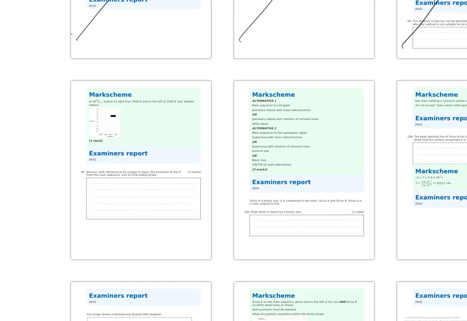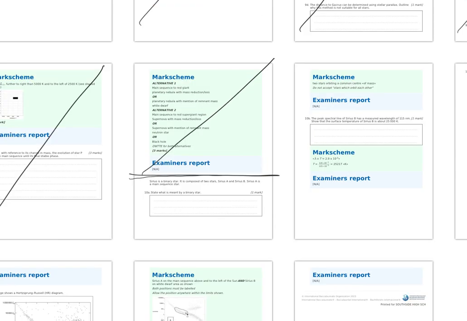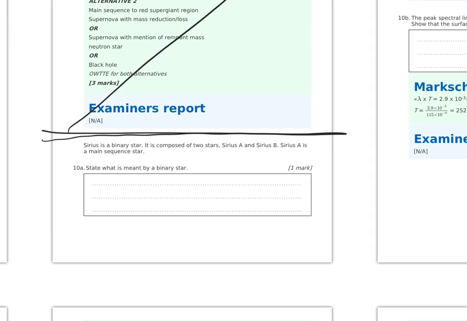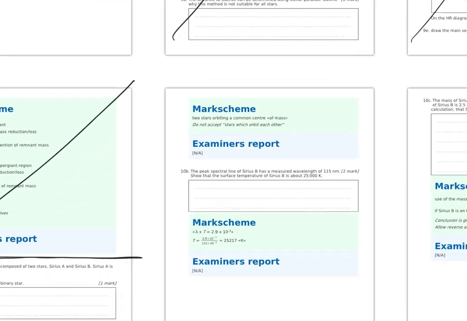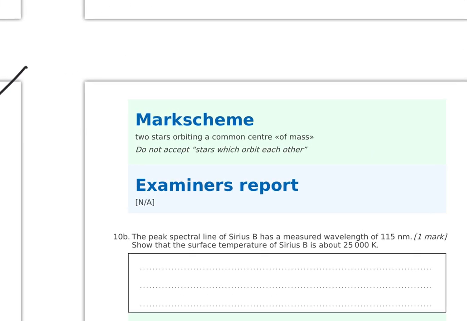Looking for 10. All right, and so here is number 10. I have 2 stars, Sirius A and B, a binary star. A binary star is 2 stars together. This is 2 stars orbiting a common center of mass.